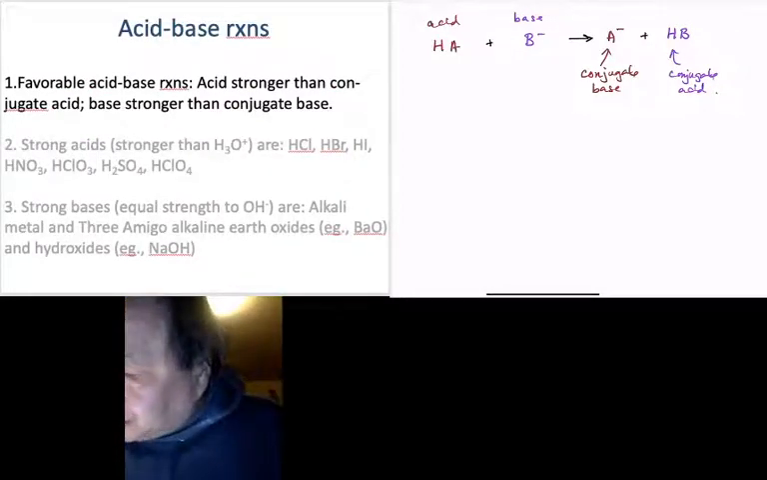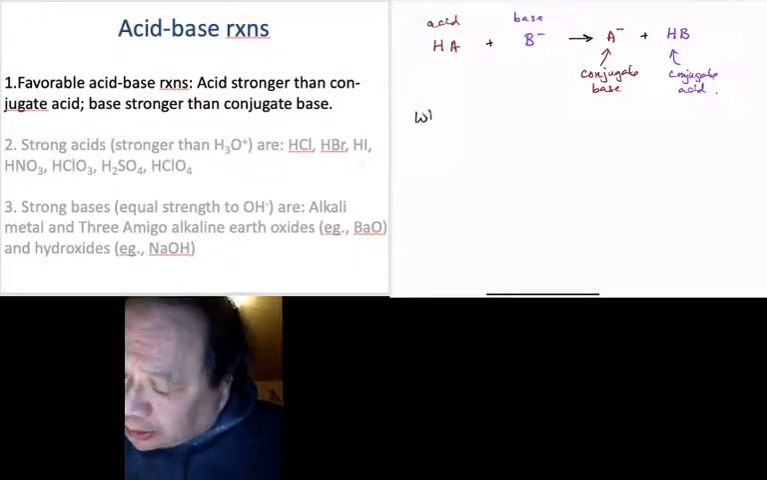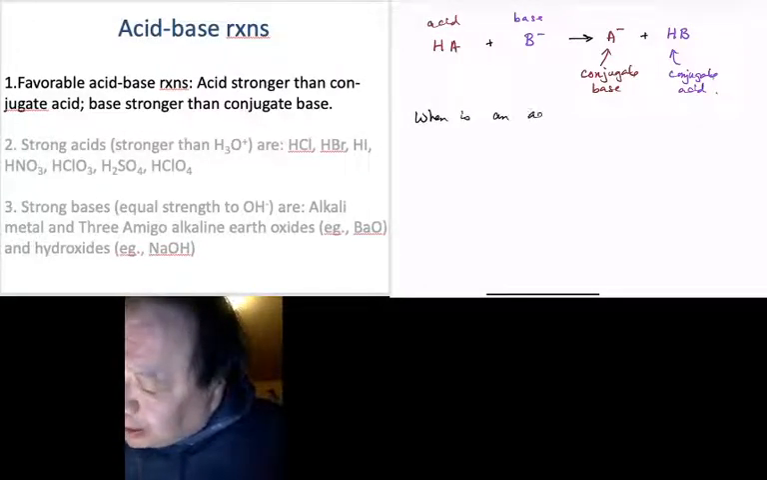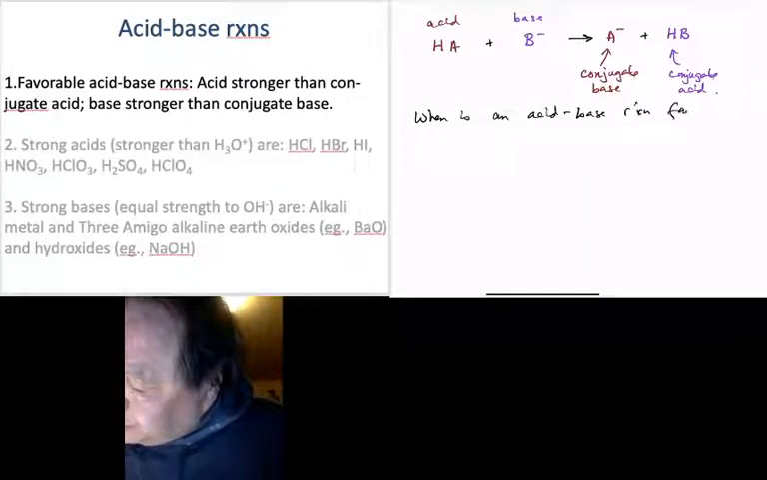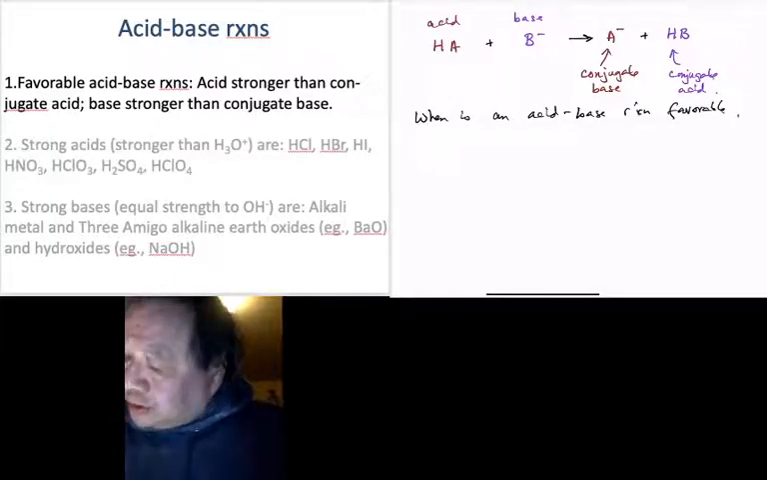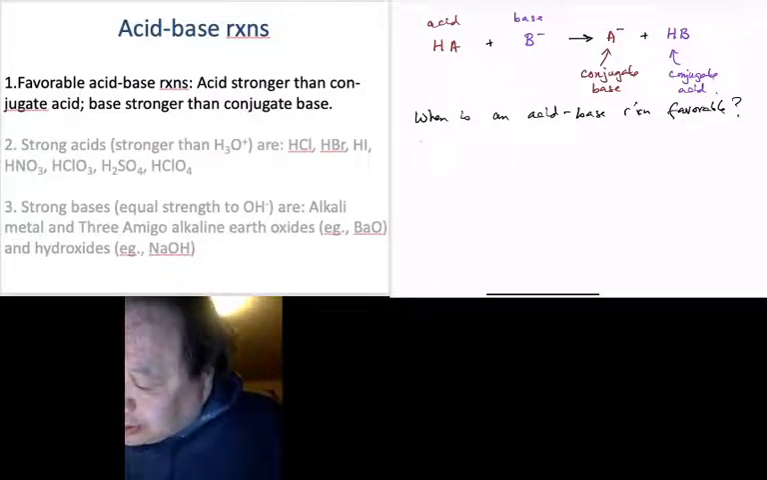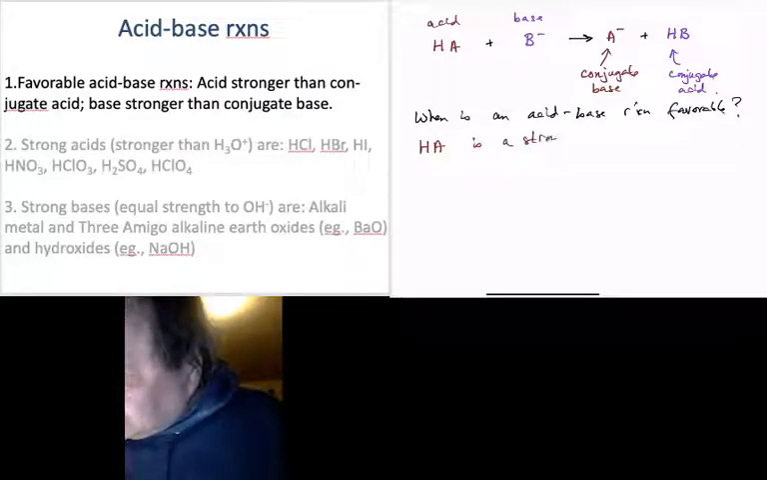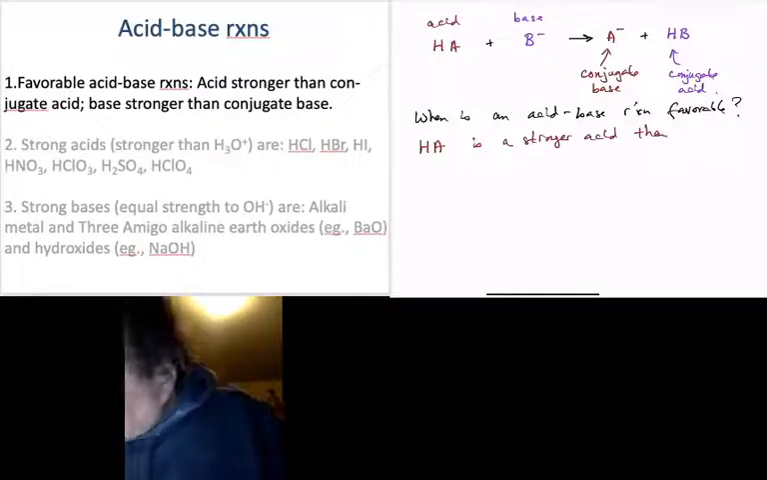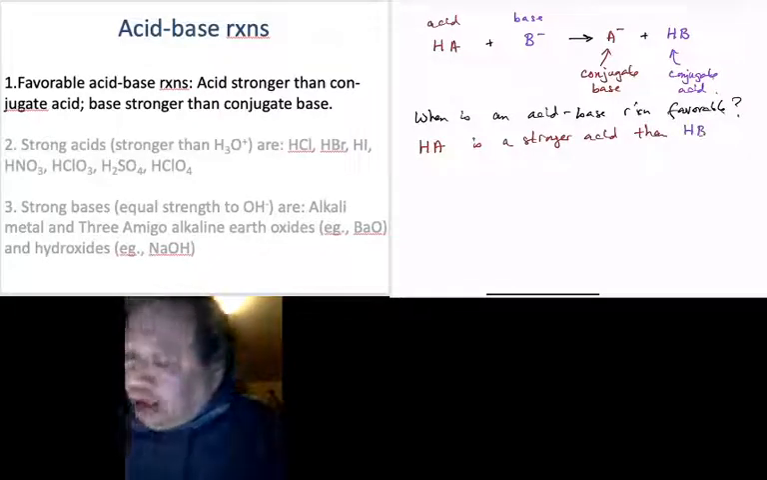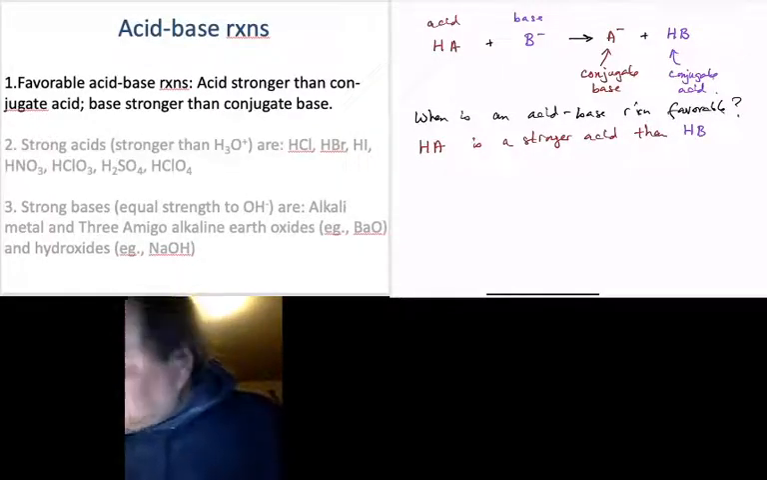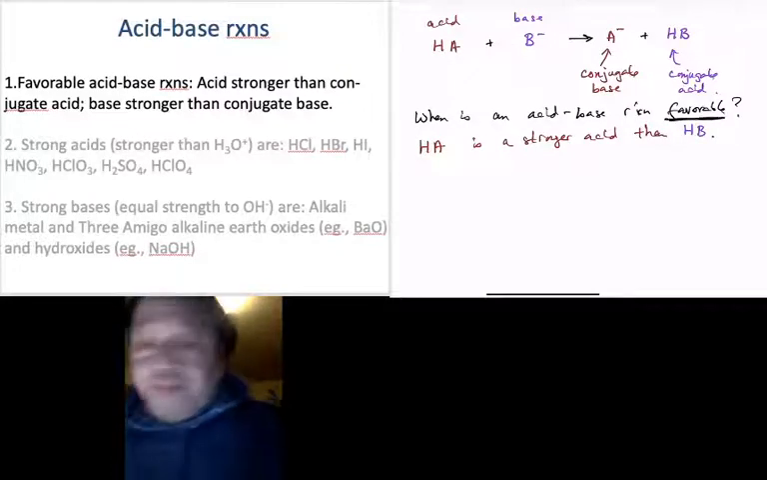And rule number 1 applies to when is an acid-base reaction favorable? And the answer is that it's always favorable if the acid HA is a stronger acid than the conjugate acid, HB. If HA is a stronger acid than HB, the reaction is favorable.